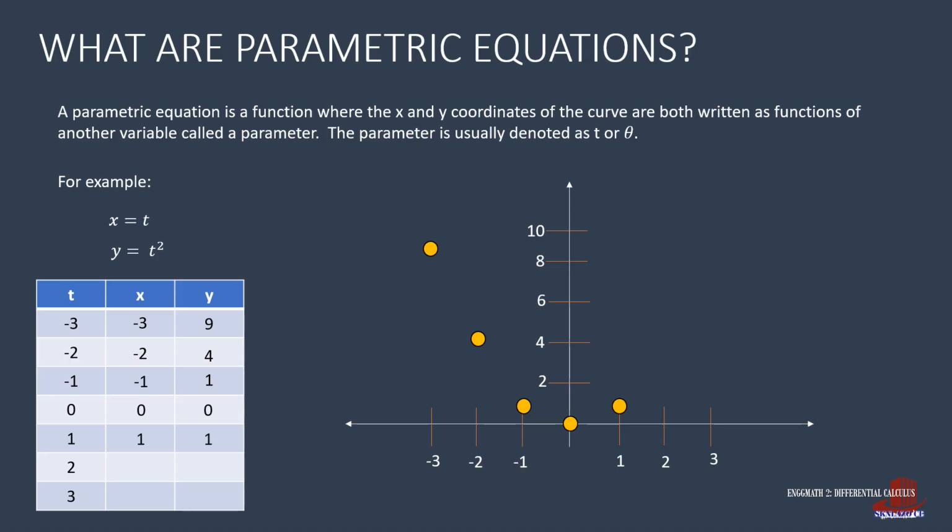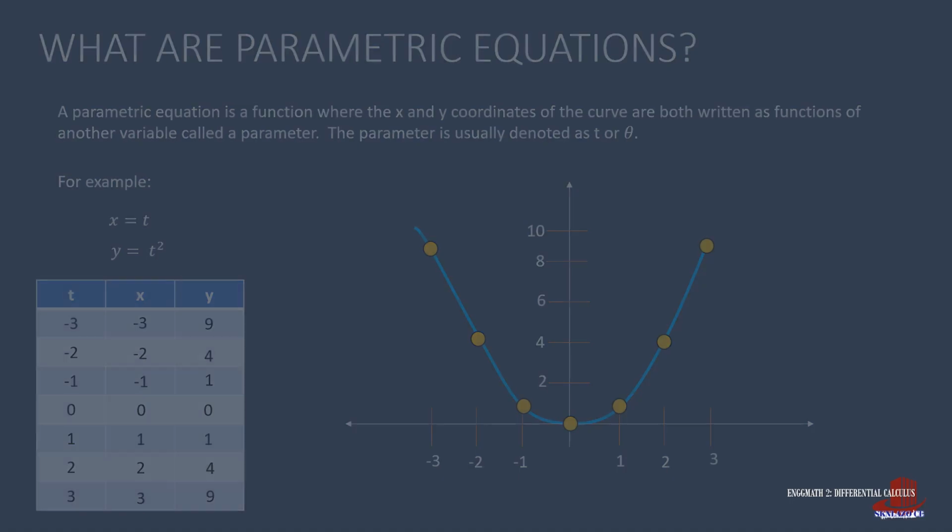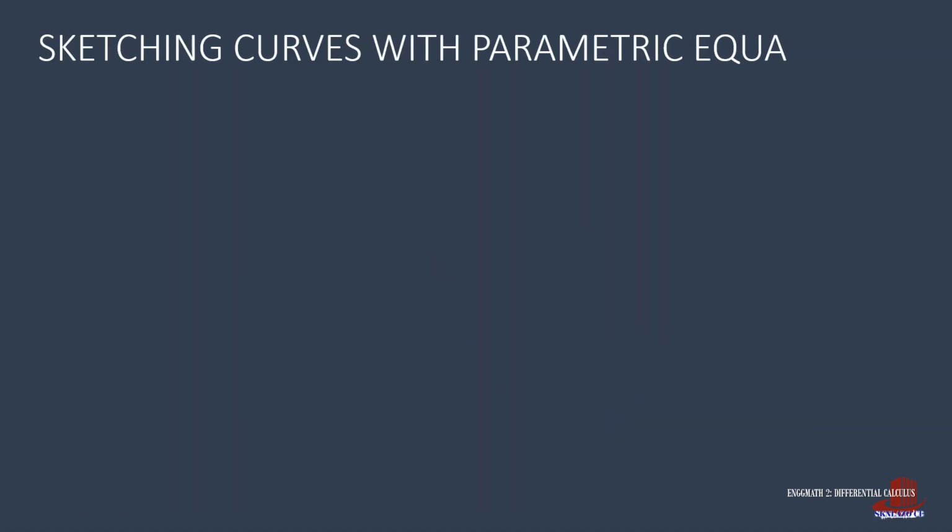Then when t is 1, x and y are also 1. At t of 2, x is 2, and y is 4. And if t is +3, x is 3, and y is 9. Connecting the dots in the Cartesian plane, we can identify the curve. So what exactly should we do to sketch curves from parametric equations?